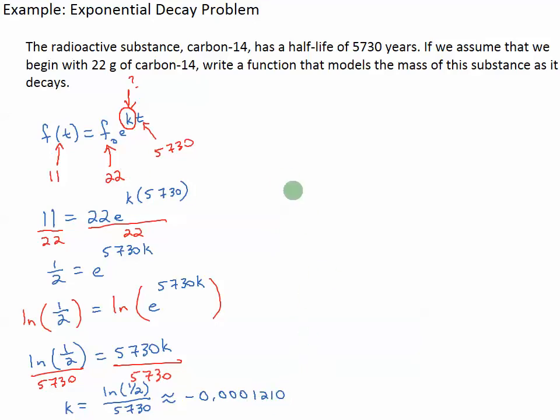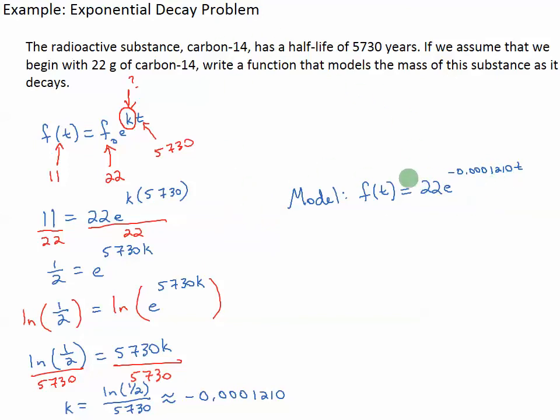Now I can fill in my k value to my model that exhibits the decay of the substance, the decay of the mass. So the model would be f of t, my function, equals the starting mass, which we assumed began with 22 grams. So 22 times e to the k, which is negative 0.0001210, times the independent variable t. And that's the model we can use now to learn much more about carbon-14.